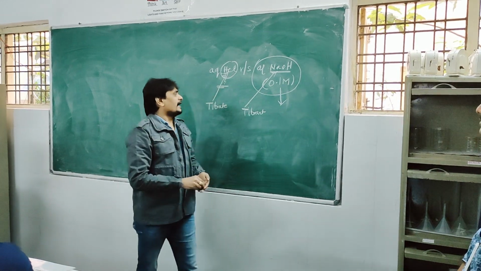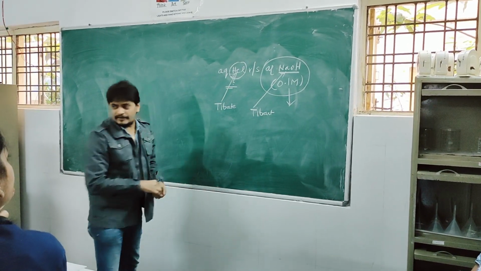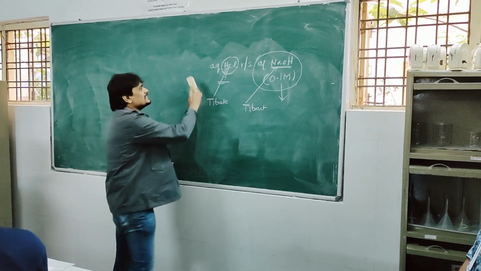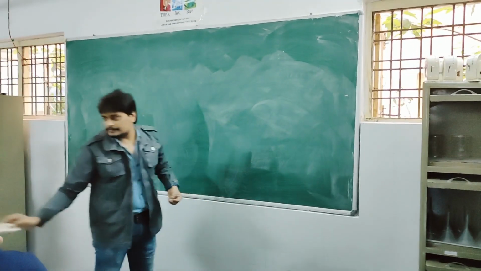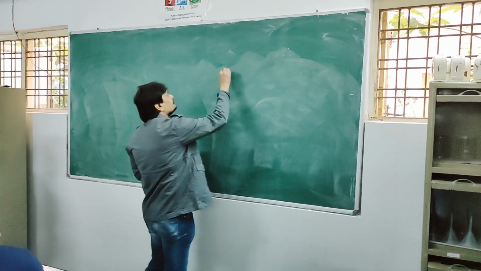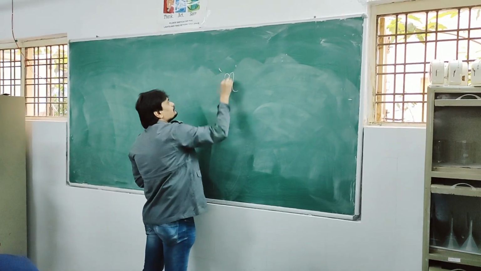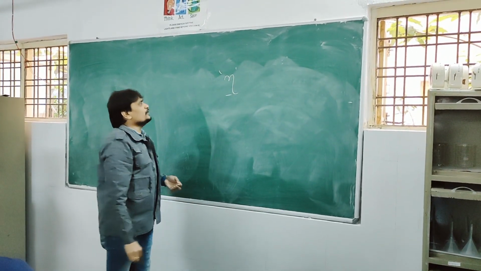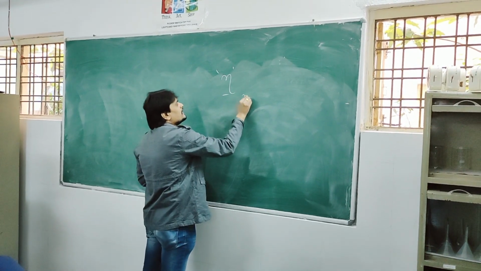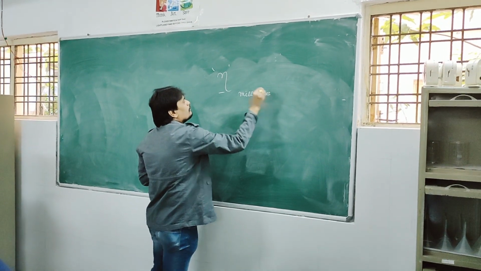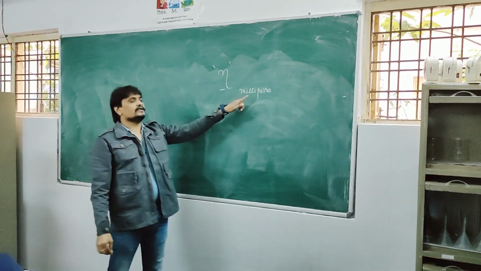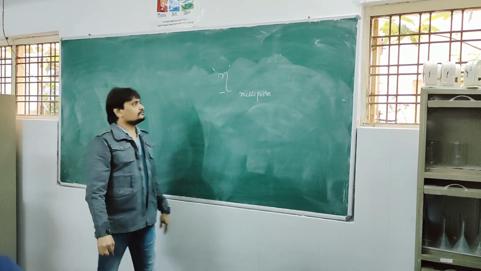The viscosity can be represented by eta. And the unit for viscosity is millipoise.